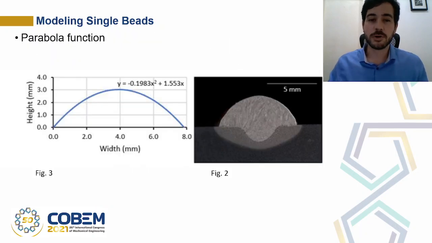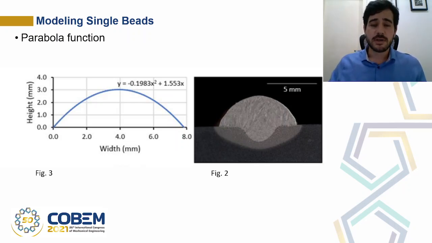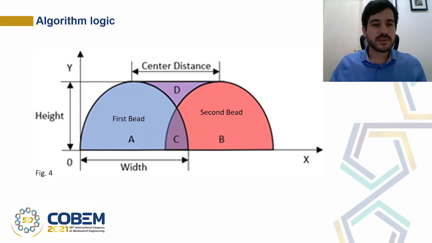As figures 2 and 3 show, the cross-section profile of a single bead can be represented as a parabola function by means of its height and width. From these inputs of height and width, assuming that the weld bead width represents the intersection with the x-axis and the height represents the maximum value of the parabola, a regression analysis is performed and a quadratic function is created. As figure 4 represents, after creating the first function, a second function similar to the first is created, but with a horizontal offset.